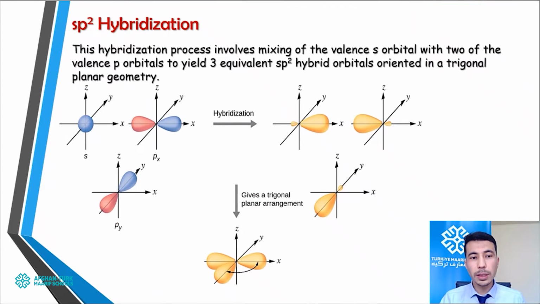Let's study the next one, sp2 hybridization. In sp2 hybridization, one s and two p orbitals combine with each other and they form three sp2 orbitals. This is the s orbital and these are the p orbitals. When these three combine, they form three sp2 orbitals, 3 in number. It will have a shape something like this, with trigonal planar geometry. Let's study with an example.